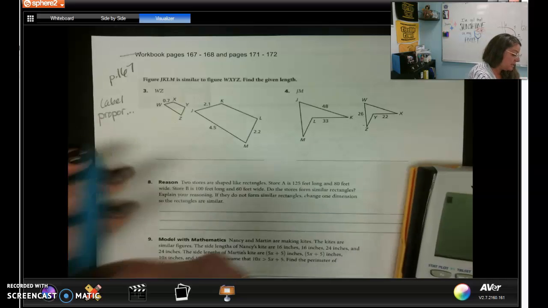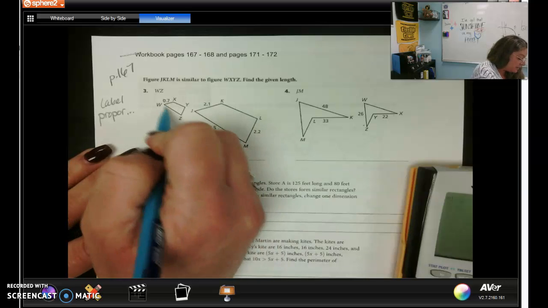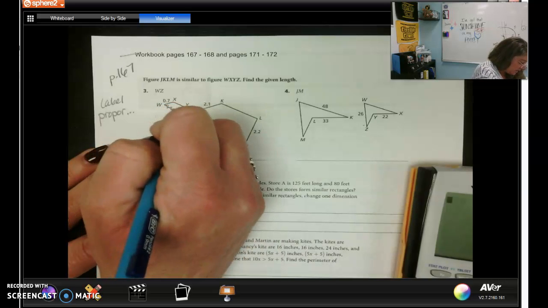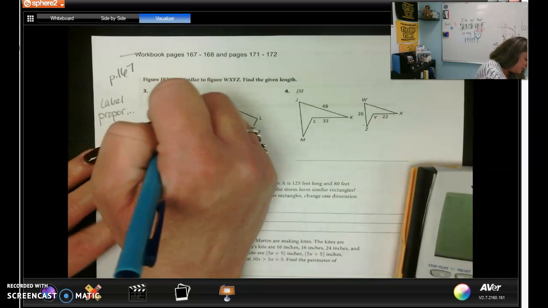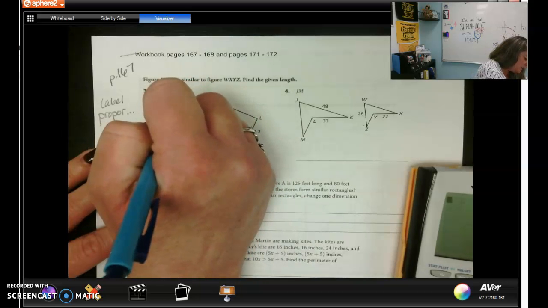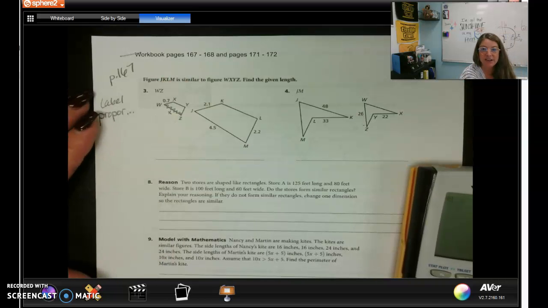All right, so I'm labeling my picture, and it says I want to find WZ. So I'm going to find this side right here that I just put a zigzag line on. So I'm going to label that with a missing letter. Let's call it X, okay? All right, so I labeled my picture. Let's go set up some proportions.